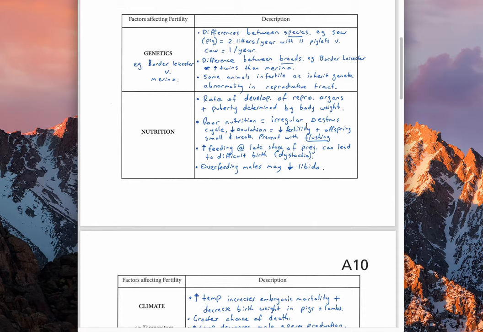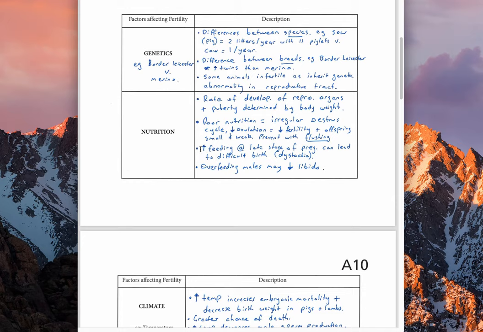We've talked a bit about flushing and providing a ewe with an increased level of nutrition prior to mating, but if an animal has poor nutrition, it will have an irregular estrus cycle and decreased ovulation, and that will lead to lower fertility, and offspring will be small and weak. We can prevent this by flushing, where we increase feeding to the ewe prior to it being joined with the male, and that increases the chance that it will successfully conceive and increases its fertility.